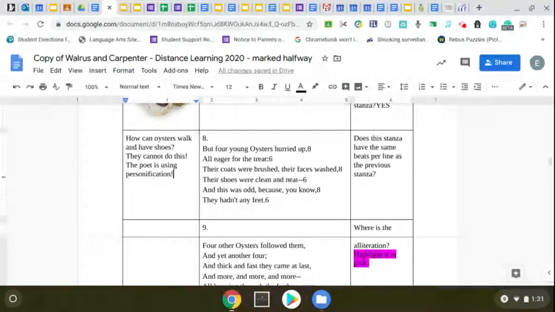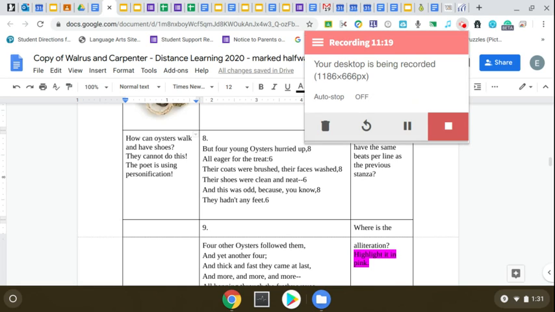Okay, so I just showed you how to mark up and annotate a poem. Now it's time for you to try and finish marking the poem. Okay, so go ahead and go into Google Classroom and finish marking this poem.